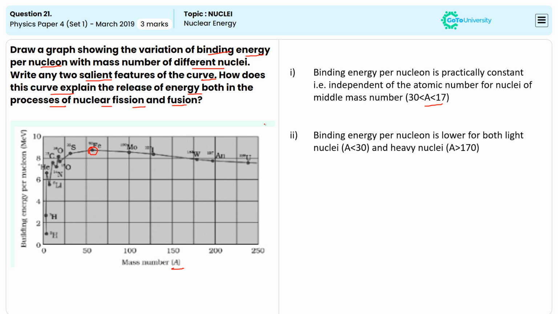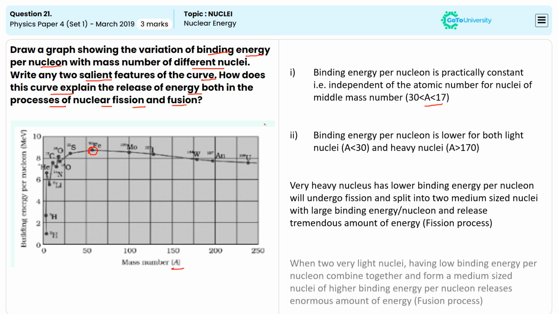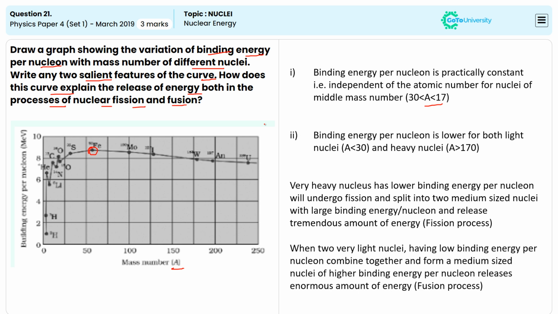And for the fission, we can say that a very heavy nucleus has a lower binding energy per nucleon, will undergo fission and split into two medium-sized nuclei with large binding energy per nucleon and release a tremendous amount of energy. Fission process. And for the fusion, when two very light nuclei having low binding energy per nucleon combine together and form a medium-sized nucleus of higher binding energy per nucleon, it releases an enormous amount of energy in the fusion process.